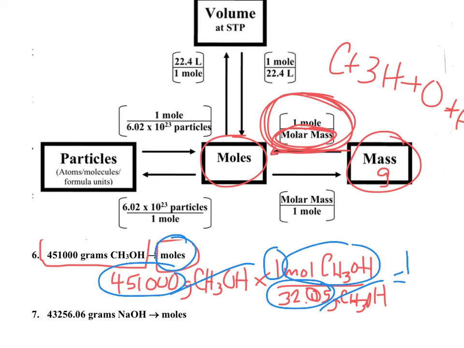And what you end up getting is about 14,071.8 moles of CH3OH. And remember, we knew it was moles of CH3OH because you always end with a certain amount of material with a certain unit after you cancel out the numerator and denominator from the step behind. All right, that was number 6.